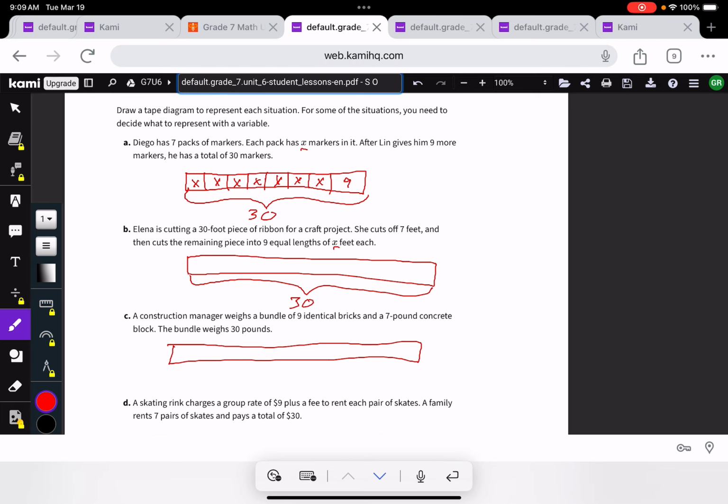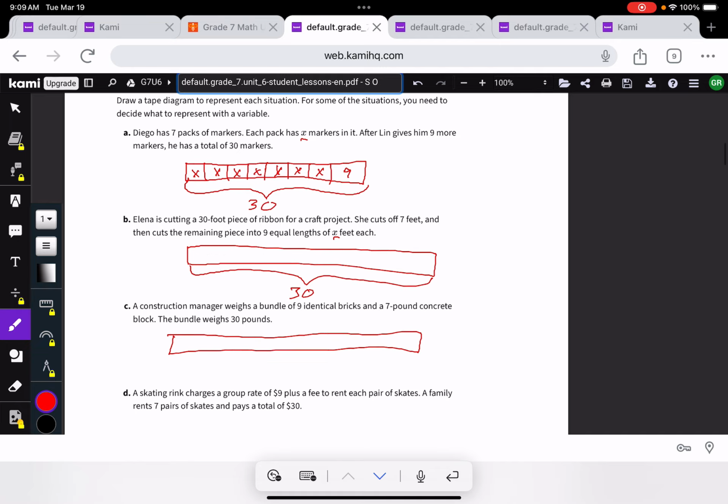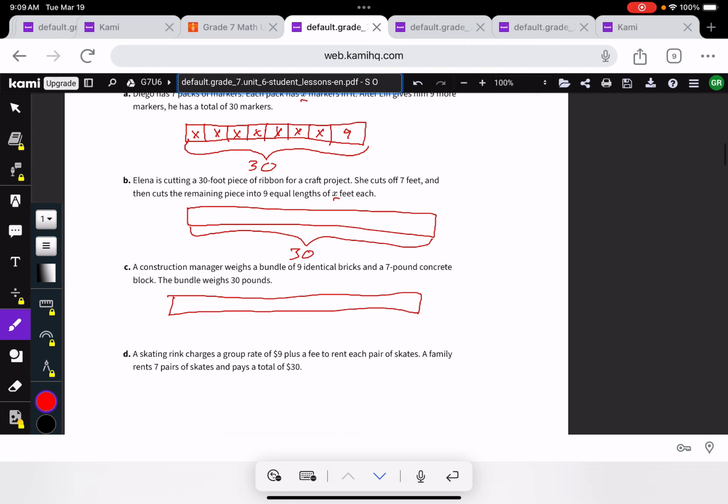But C is going to look identical to B. Identical to B.